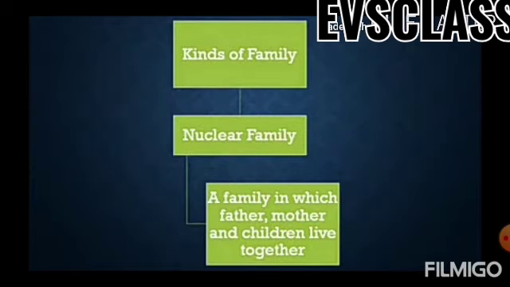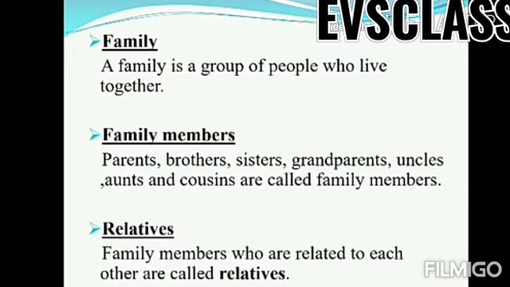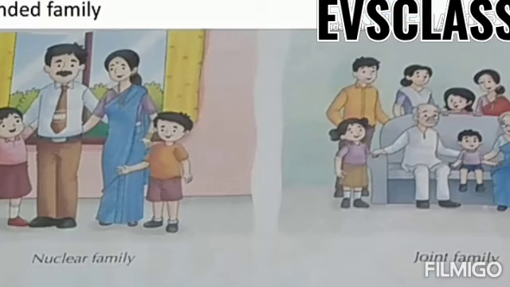Okay, kinds of family. See, nuclear family, a family in which father, mother, and children live together, and joint family is what, students? The family in which grandparents, uncle, aunt, parents, cousins, and children live together. Okay, students, I hope this is clear. So family members are parents, brothers, sisters, grandparents, uncles, aunts, and cousins. And relatives: family members who are related to each other are called relatives.